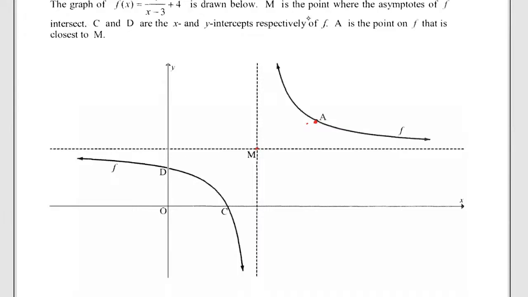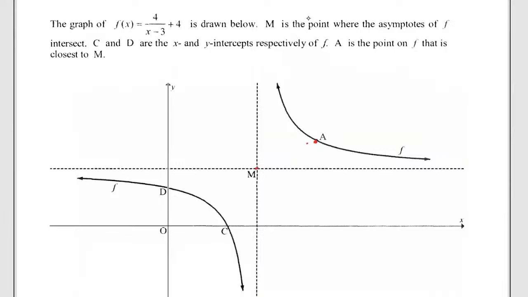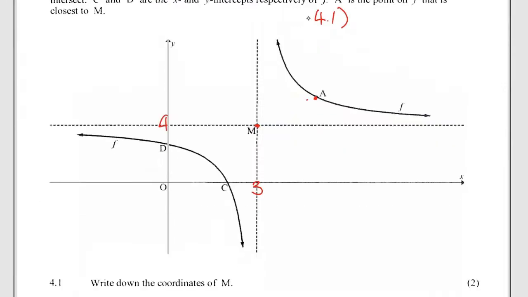Okay, so this question is not asking for the equations of asymptotes as they always do, but they just want us to get the coordinates here. So from here, this is going to be a 3, and then that is a 4, which means that M is going to be 3, and then 4.